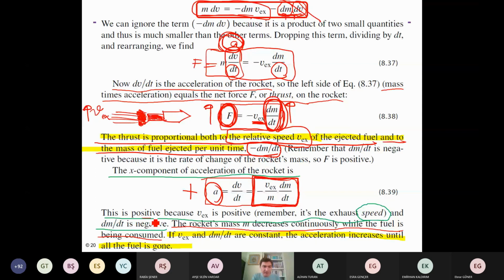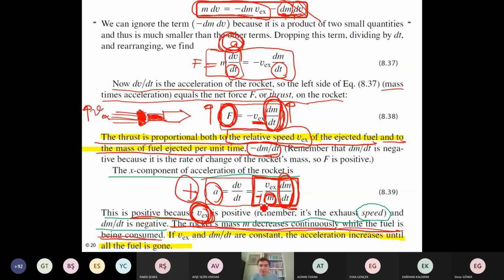So, and what about dm over dt? dm over dt is negative because mass is decreasing with time. Since this is negative, and here I have another negative, then I have positive acceleration in total. So the rocket's mass m decreases continuously while the fuel is being consumed. So what do you see here? Look at this mass. Mass decreases. Okay, mass is not constant. You see?